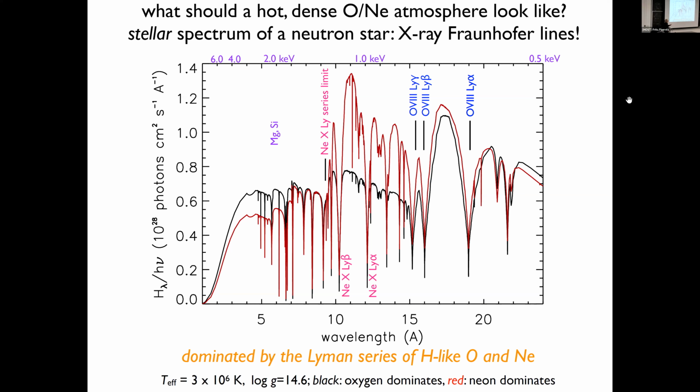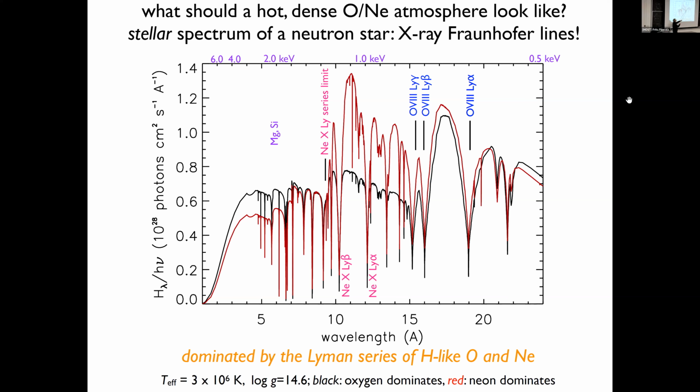So if I take a model for a star that has a surface temperature of 3 million degrees, and I assume that the surface consists pretty much only of oxygen and neon, and I solve for the equation of radiative transfer in a gravitational field of 10 to the 14.6 centimeters per second squared, I get a spectrum that looks like this, right? So this is 6, 4, 2, 1, half keV, 5 to 20 angstroms. And you can see two spectra superimposed.